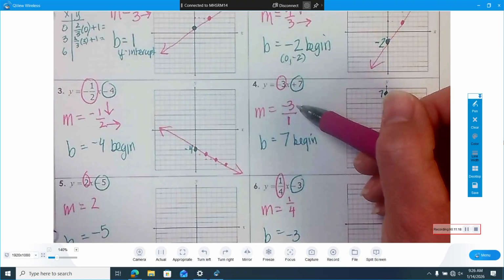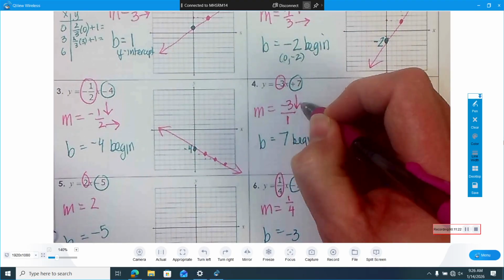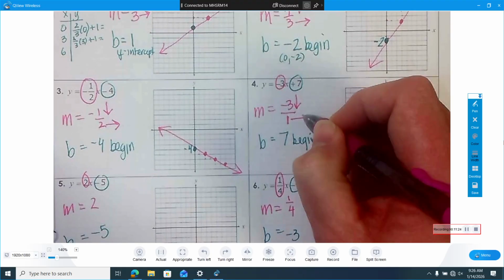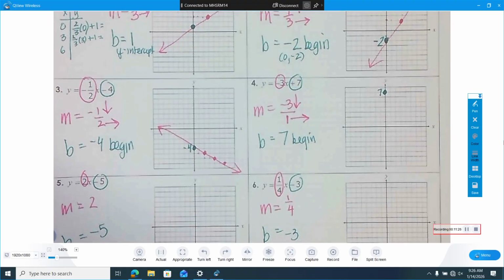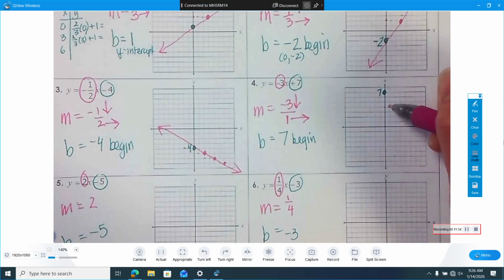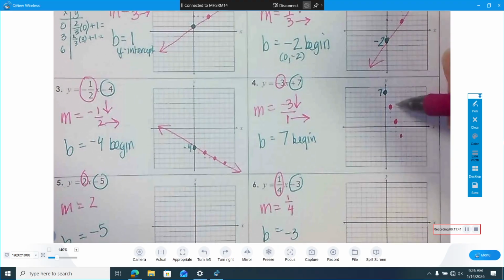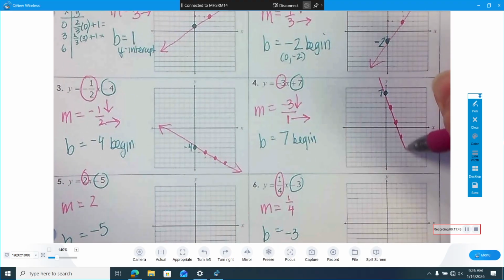So what does my -3 tell me to do? Down 3 and right 1. That top number is going to go up or down. The bottom number is always to the right. So I'm going to go down 2, 3 and right 1. Down 2, 3, right 1. Down 2, 3, right 1, but that's good enough. And you can connect your line.